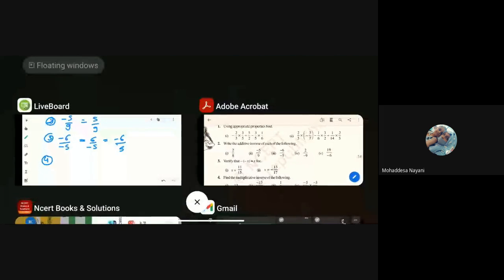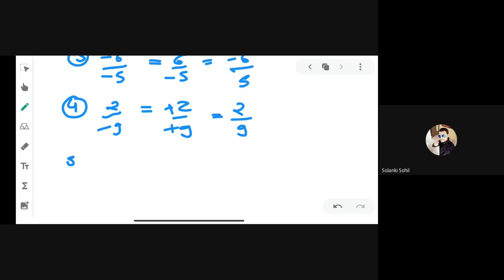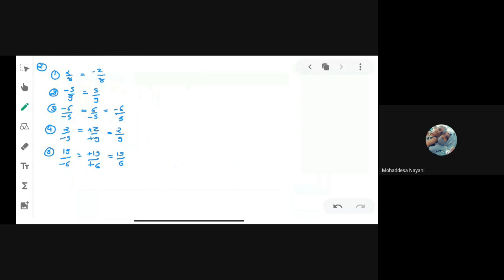Then question number 4, 2 by minus 9. So 2 by minus 9 means minus 2 by minus 9, and minus minus will be plus. So what is the answer? 2 by 9. Clear all of you? Yes, sir. And the fifth, minus 19 upon minus 6. Minus minus is plus. So the final answer is 19 by 6. Clear all of you? Yes, sir.